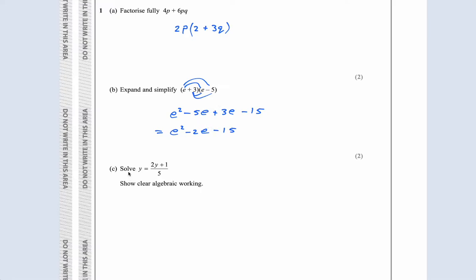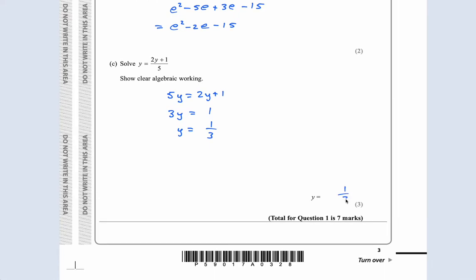Part C. Solve this. So we need to find y, or make y the subject, if you like. So we have a 5 in the denominator. I don't like that. First thing I'm going to do is multiply across by 5. So I'm going to get 5y equals 2y plus 1. So multiply by 5 removes this denominator. Then I'm going to subtract the 2y. 5y minus 2y equals 3y, and I still have this 1, and then finally y equals 1 over 3.